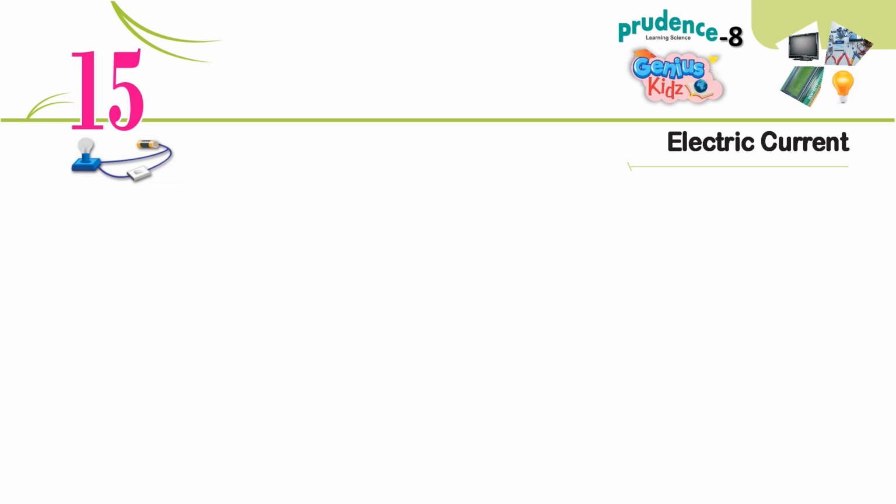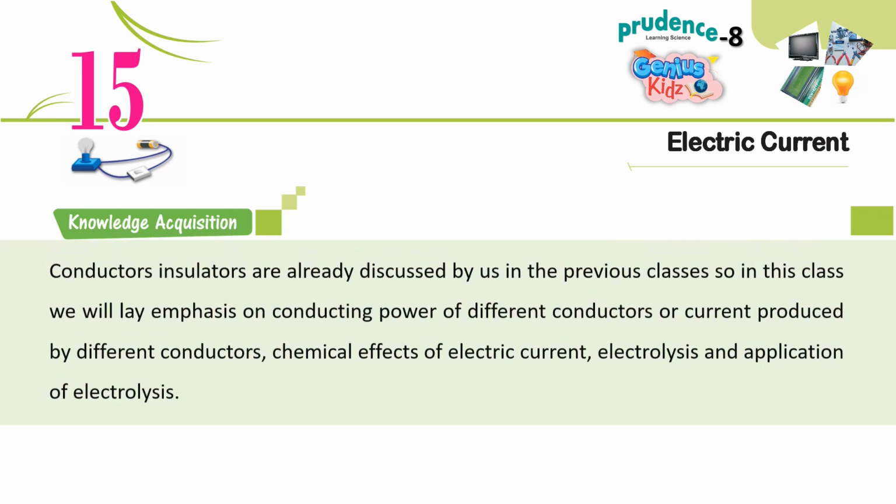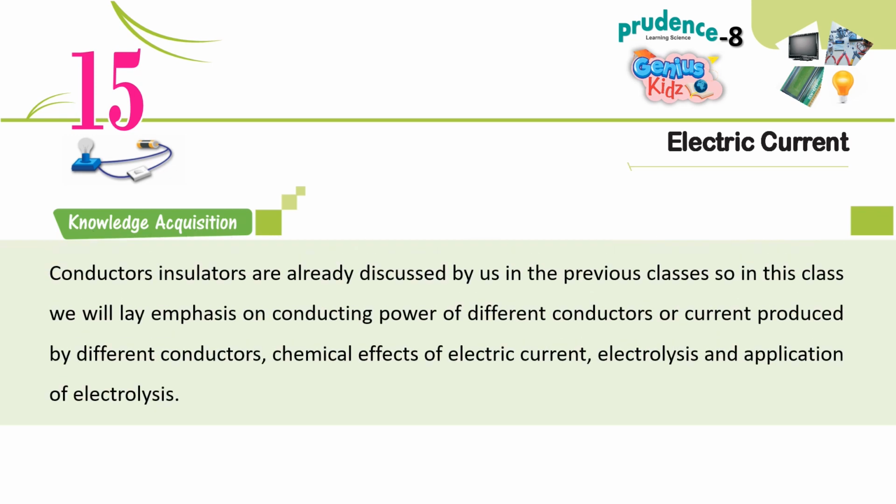Chapter 15. Electric Current. Knowledge Acquisition. Conductors and insulators are already discussed by us in the previous classes, so in this class we will lay emphasis on conducting power of different conductors or current produced by different conductors, chemical effects of electric current, electrolysis and an application of electrolysis.